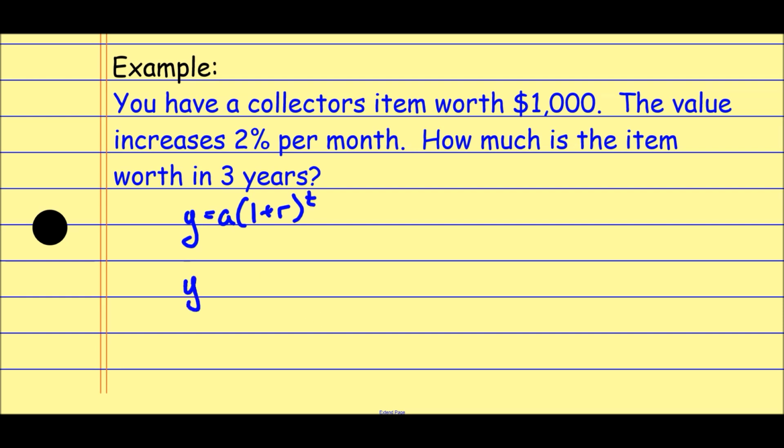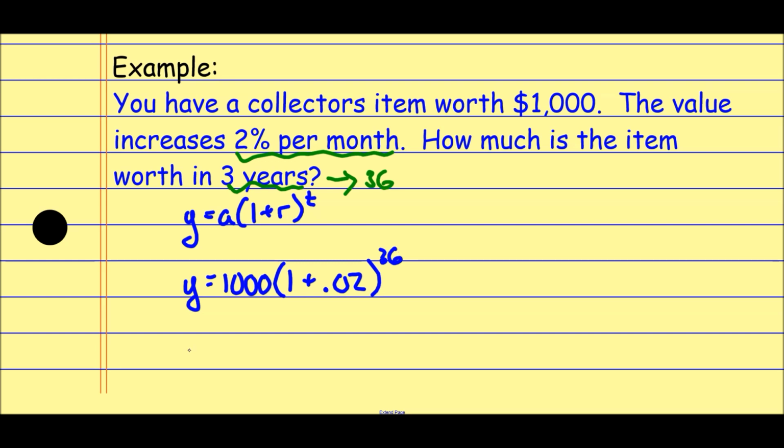And I just start plugging in what I know. A is the initial amount, which is $1,000. 1 plus r, where r is the rate, which is 2%, which I write as a decimal, 0.02. And then t is the time, and here's where we get into making sure the units match. Notice, this was 2% per month, but the time is in years. Those units don't match. To make them match, if it's 2% per month, let's convert the years to months. That would be 36 months. And so that's what I plug in here. Since my rate is per month, my time has to be in months.